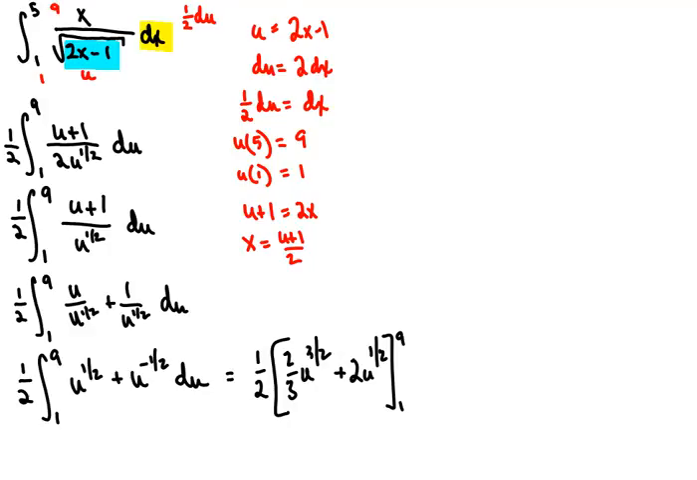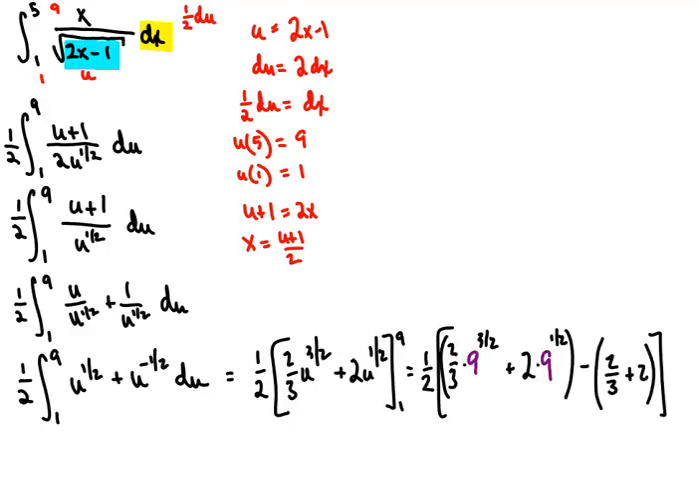So I have 1/2 times the quantity 2/3 times 9 to the 3/2 plus 2 times 9 to the 1/2. And then since u is equal to 1 in the second, when we evaluate the antiderivative at the lower limit of integration, 1 to the 3/2 is 1, 1 to the 1/2 is 1. So we're going to get 2/3 plus 2 as that second expression there. Make sure you put that in parentheses or take care of the negatives.